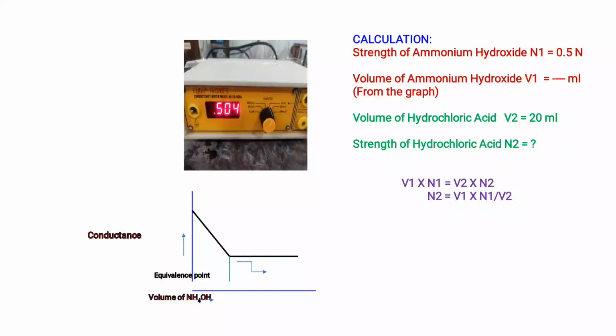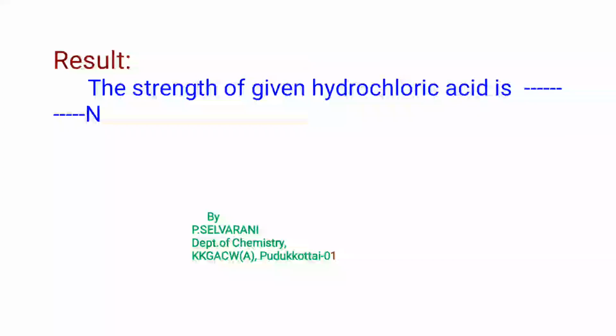The model graph is given below. This is the conductance value. Here is the volume of ammonium hydroxide. From the intersection of the two lines we get the volume of ammonium hydroxide for the complete neutralization of HCl. Then finally we can calculate the strength of the given hydrochloric acid present in the solution.